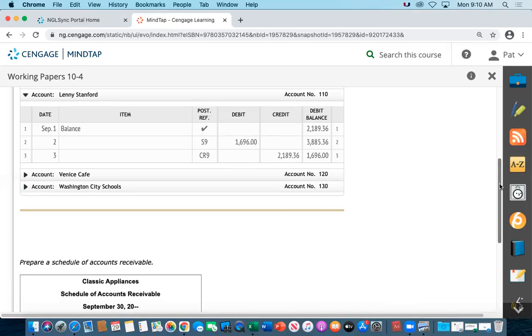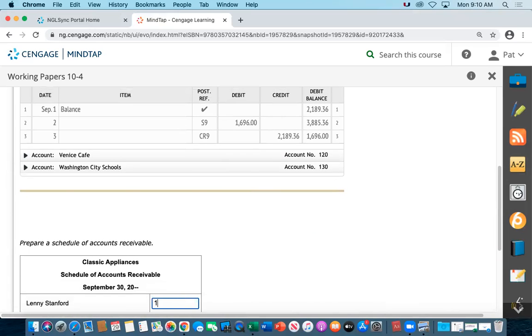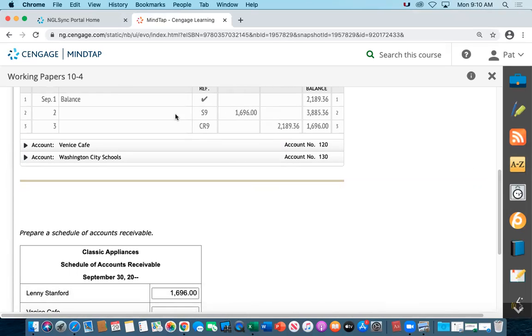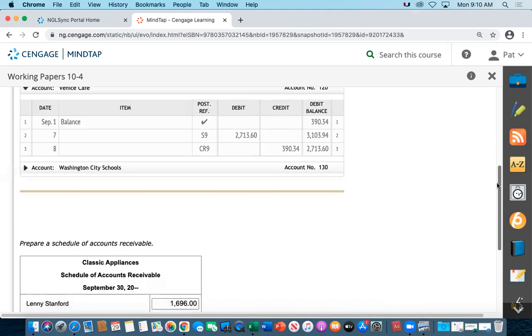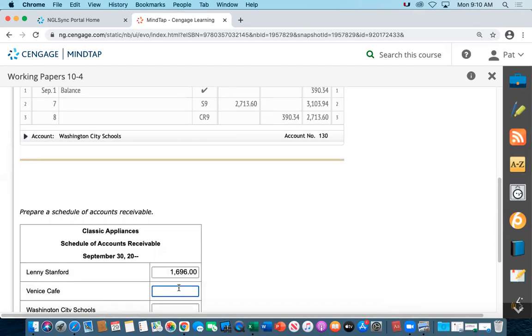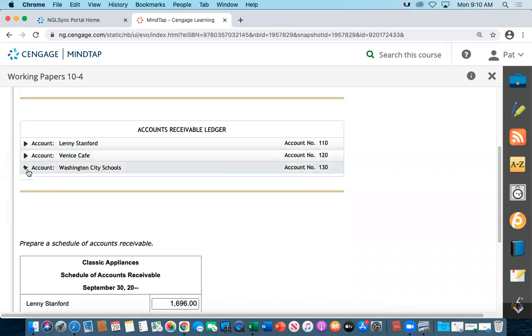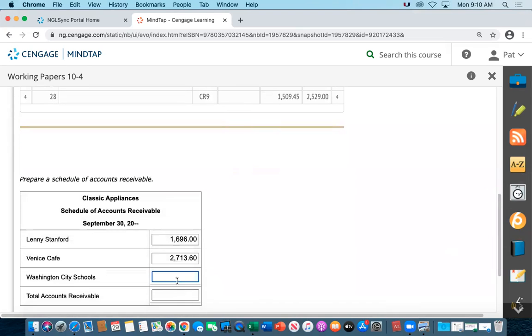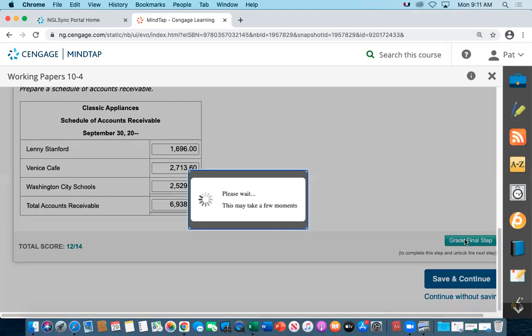Schedule of accounts receivable. Classic appliances. So Lenny has a balance of 1,696. Venice Cafe has a balance of $2,713.60. You are just copying right now. Washington City Schools has a balance of 2,529, for a total balance of 6,938.60. When you add those three up, you get 6,938.60. What did I say? What's that remind you of? That controlling account, right? Accounts receivable. Awesome. Great, and you are good to go.